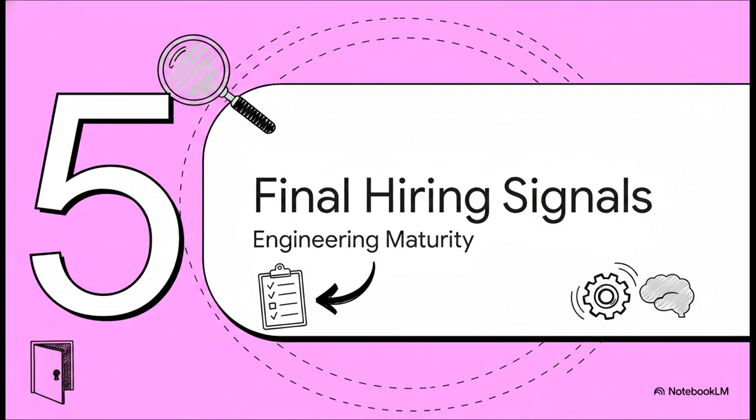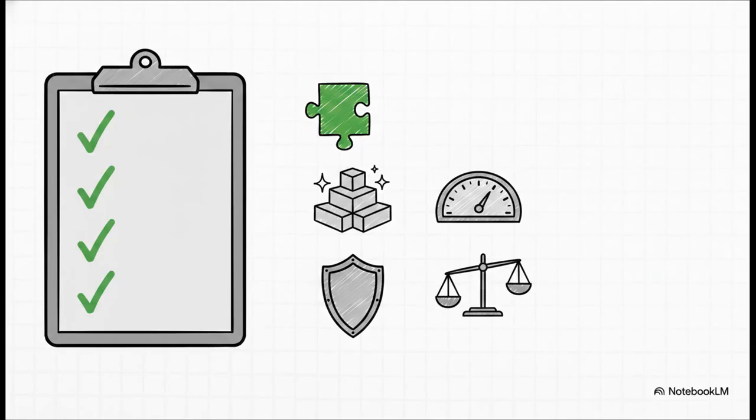Finally, Section 5, Final 2026 Hiring Signals. Behind closed doors, the real hiring committee checklist looks exactly like this. They are checking off clear problem solving, clean and maintainable code, deep performance awareness, trade-off thinking, and a true ownership mindset. But notice what is not on this list. They aren't checking off buzzwords or whether you've memorized the absolute latest framework update. They are hiring for true, fundamental engineering maturity.